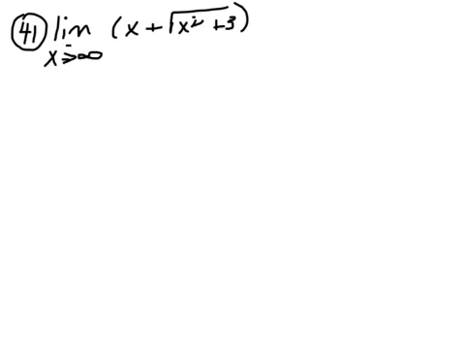Right, let's look at number 41 from section 3.5. We're taking the limit as x approaches negative infinity of this function. And if you look, they give us a hint. They tell us to rationalize the numerator. So if I'm going to rationalize the numerator, what I'm going to do is this.